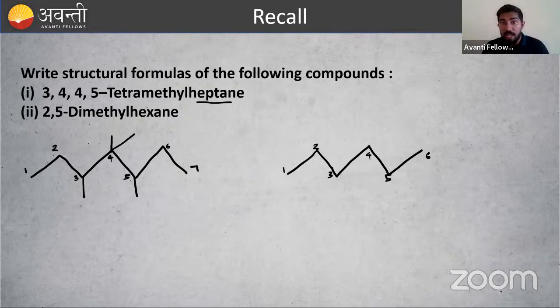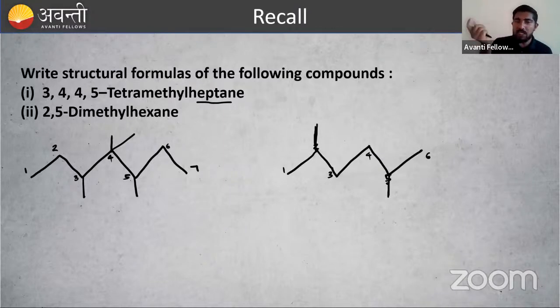Now the substituent or branch. At the second position, I can see a methyl group, so I'm drawing like this. No need to write CH3 again. Then at the fifth position, the fifth carbon, there is 1 methyl group, so at the fifth position I am drawing 1 more line. That is our methyl group. So this is the structure.